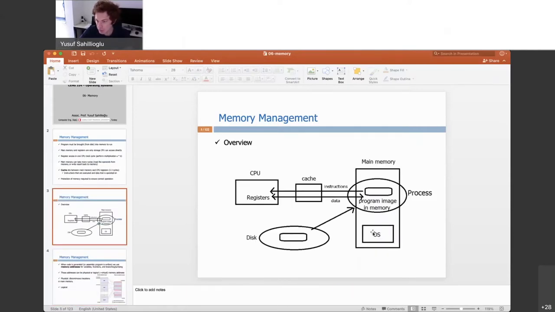And by the way, the operating system itself is always in main memory because it is an active entity, right? It is constantly running. Even at this moment while we are talking, it is doing some socket handling, some network listening, and other things that keep your system proper.